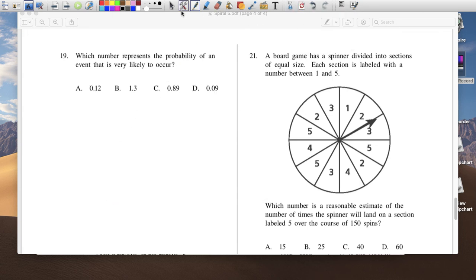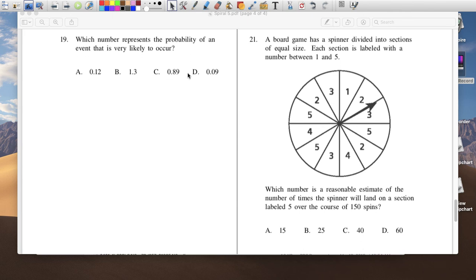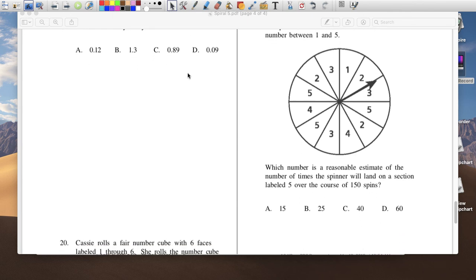Spinner, board game, equal size sections. There's a number between 1 and 5. Which number is a reasonable estimate for the number of times the spinner will land on a section labeled 5 over the course of the spins? Okay, so what's the probability of landing on 5 if you're going to spin this 150 times? Well, how many sections are we talking about? 1, 2, 3, 4, 5, 6, 7, 8, 9, 10, 11, 12. So there's 12 sections.